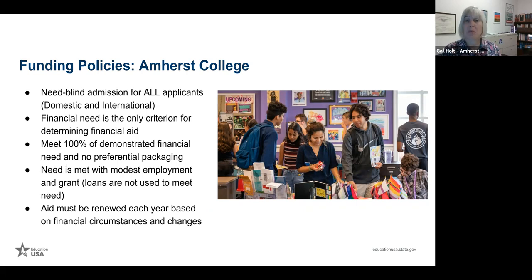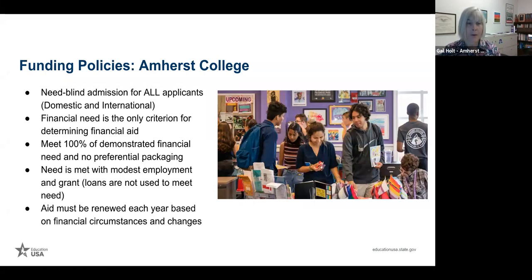All students need to reapply for financial aid each year. So we do consider financial circumstances as they are occurring and as they change. So when circumstances are improving, families should expect there to be some change in the amount offered. And if circumstances are declining, then we will try to help support families.